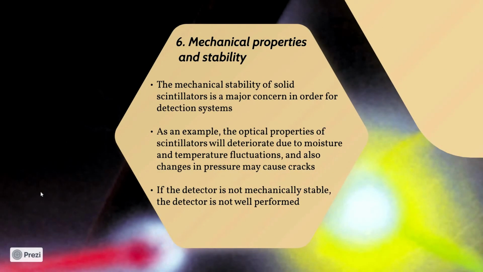The next property is the mechanical properties and stability. The mechanical stability of the scintillators is one of the important parameters in a detection system. Let's say, for example, because of moisture and temperature fluctuation, the optical properties of the scintillator will deteriorate, and a change in pressure could also cause cracks. Hence, if the scintillator is not mechanically stable, the detector does not perform well.